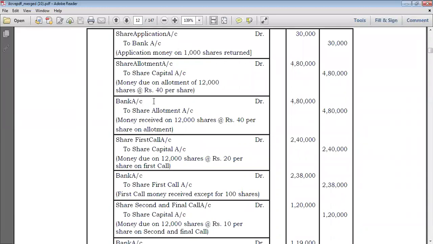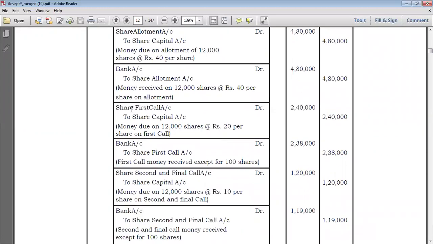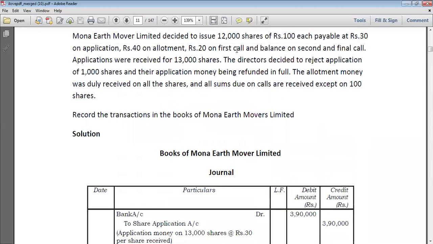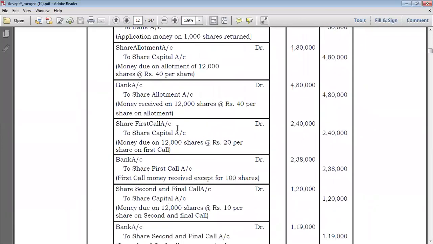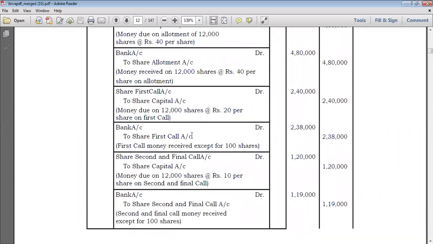Now the company will receive the share allotment money, and the entry will be bank account debit to share allotment, 12,000 multiplied by 40, 4,80,000. Now the company will make the first call, and on the first call we have 20 rupees. The company is demanding 20 rupees on the first call, so 12,000 multiplied by 20. Entry: share first call account debit to share capital, 12,000 multiplied by 20, that is 2,40,000. Now the company will receive the amount on the first call, that means 20 rupees on 12,000 shares.